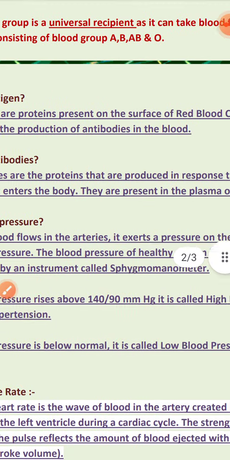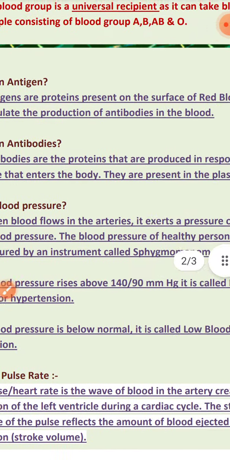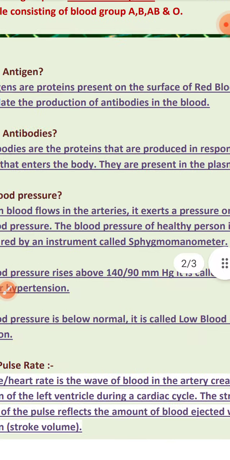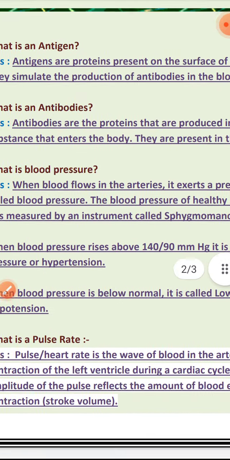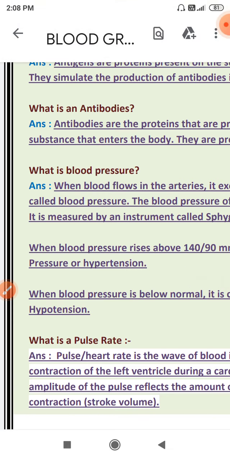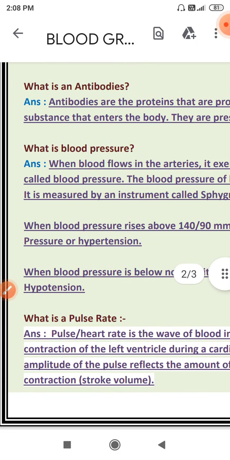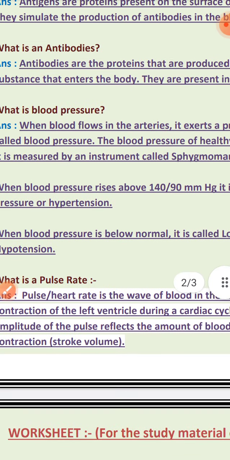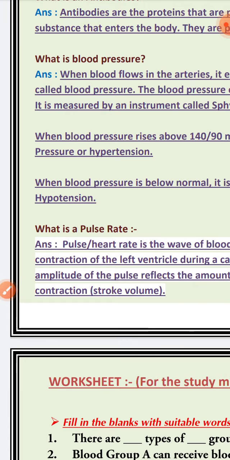When blood flows in the arteries, it exerts a pressure on the walls. This is called blood pressure. The blood pressure of a healthy person is 120 by 80 mmHg. It is measured by an instrument called a sphygmomanometer. When blood pressure rises above 140 by 90 mmHg, it is called high blood pressure or hypertension, while when blood pressure is below normal, it is called low blood pressure or hypotension.